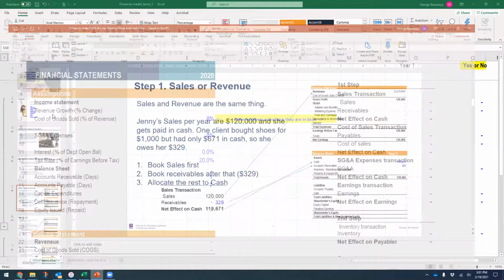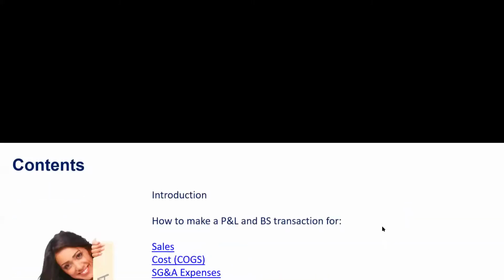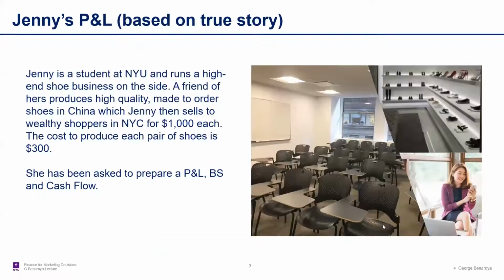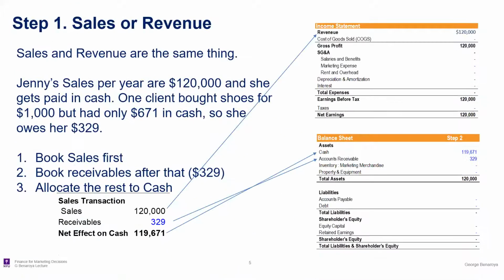When we go to the PowerPoint, which we discussed on a previous video about Jenny Business, we said that the first transaction is when she has to book the sales. So her sales are $10,000 per month or $120,000 per year. And we will assume that she has receivables of $329, just to see how it works. So we will first book the sales, then book the receivables, and the rest will go to cash.